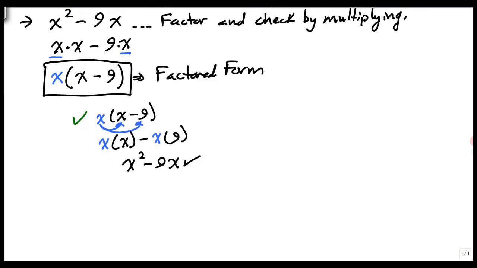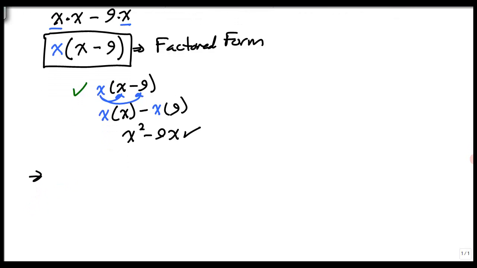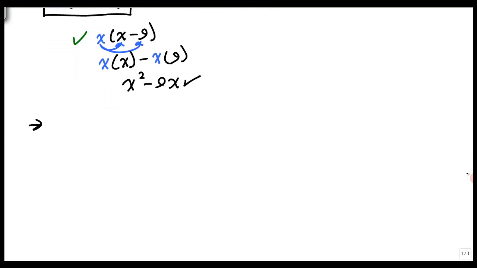Now in our next problem, not only do we have a greatest common factor that is a variable, we also have a coefficient thrown in. So let's look at our next one, 8x squared plus 40x.